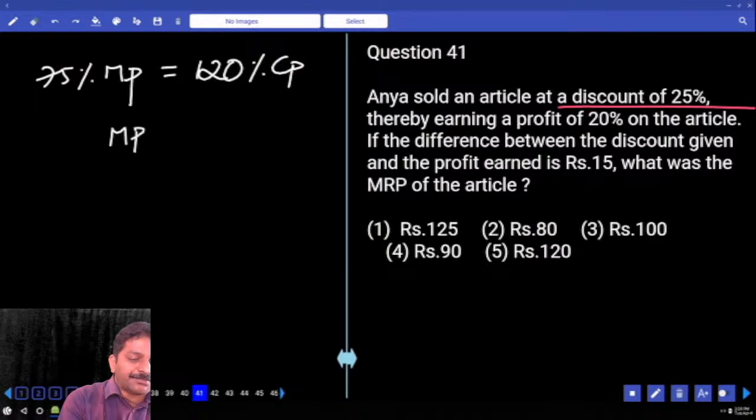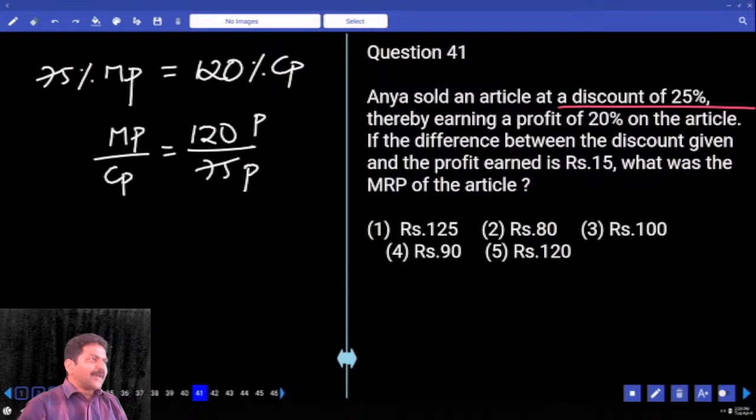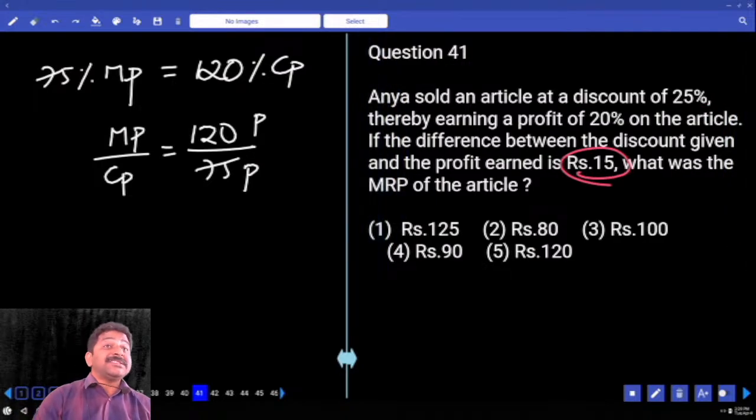Price by cost price as direct numbers, 120 and then 75. I'll take it as parts or x, whatever. Market price is 120 parts, cost price is 75 parts. Is that okay? Right. Now you are given a number, 15. What is that 15? Profit, the difference between discount and profit.